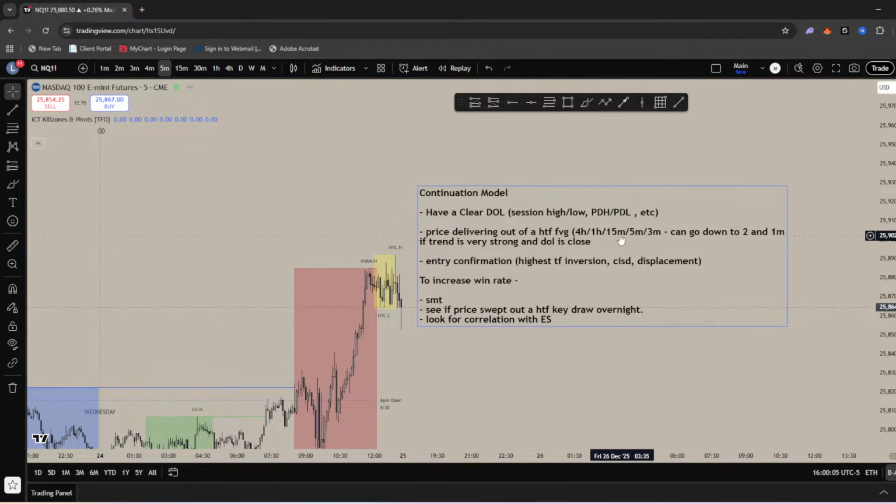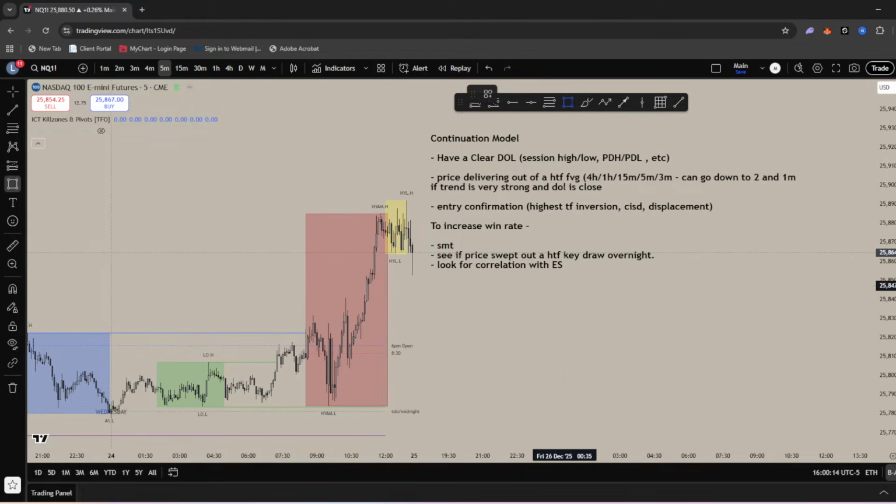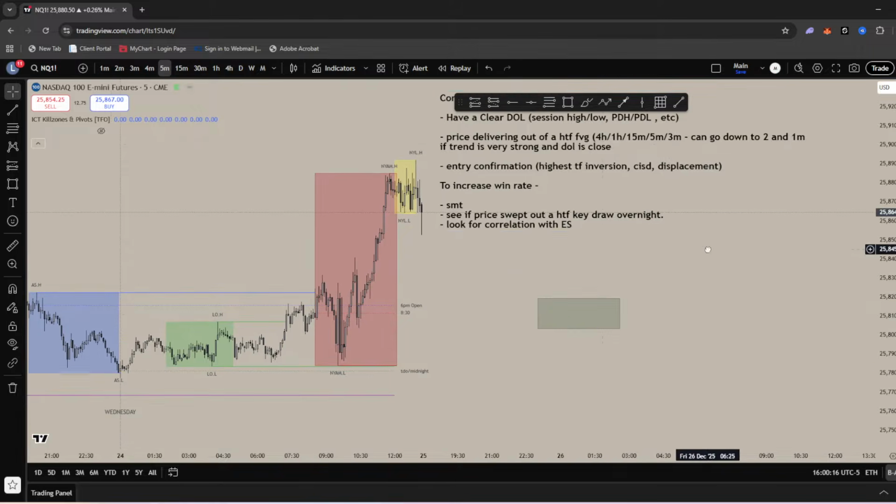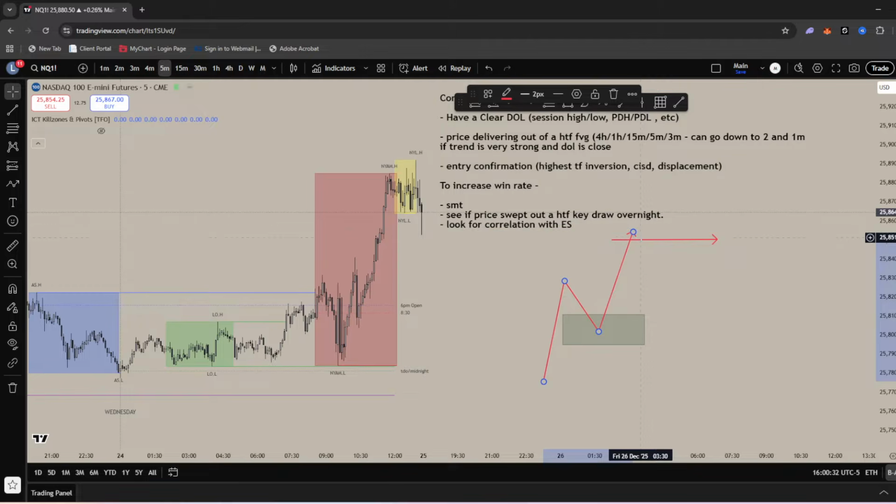Now, when you hear higher time frame, normally you're going to be thinking of the 4-hour and the 1 hour, which is valid, but in terms of this continuation model, I'm mainly looking for the 15-minute, the 5-minute, and the 3-minute. For example, let's just say we have a fair value gap. Let's say this is a 5-minute gap. We have a clear draw right here. Just say this is London high. Price right here is trending up. We get a pullback into, let's say, a 15-minute gap. We get an entry model out and we target that next draw on liquidity. That's pretty much it. But this normally is going to be a 15-minute, 5-minute, and a 3-minute, something like that.